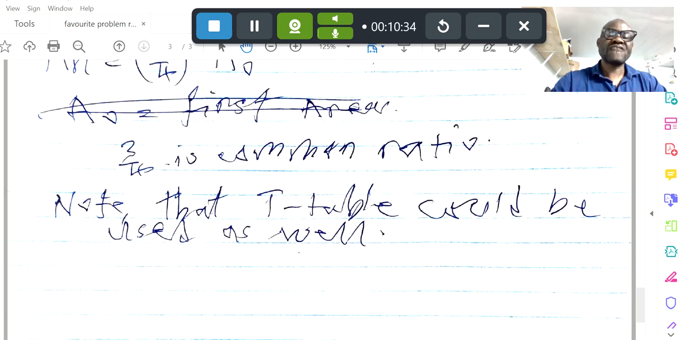And finally, I will ask them, what is the common ratio? And finally, as I conclude, with this method, we can also use a T table to calculate it as well.